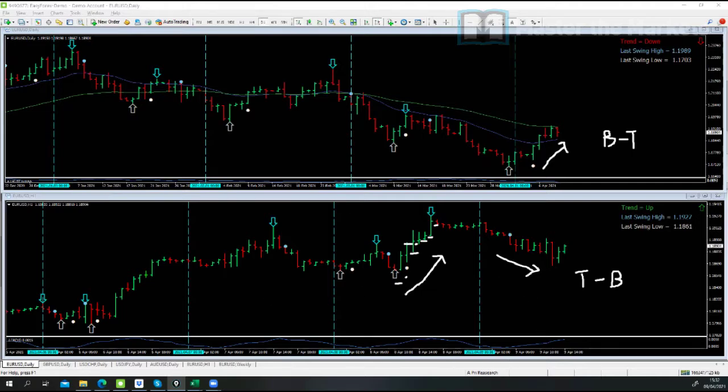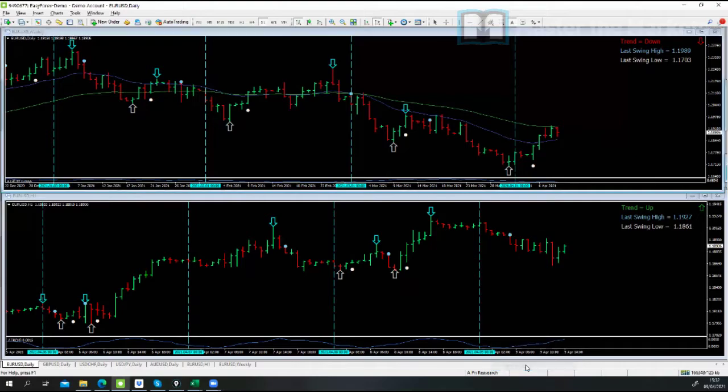So that's time frame correlation. Okay, what we'll do now is move on to the markets and see how the markets are performing for us this week on the Market Watch.